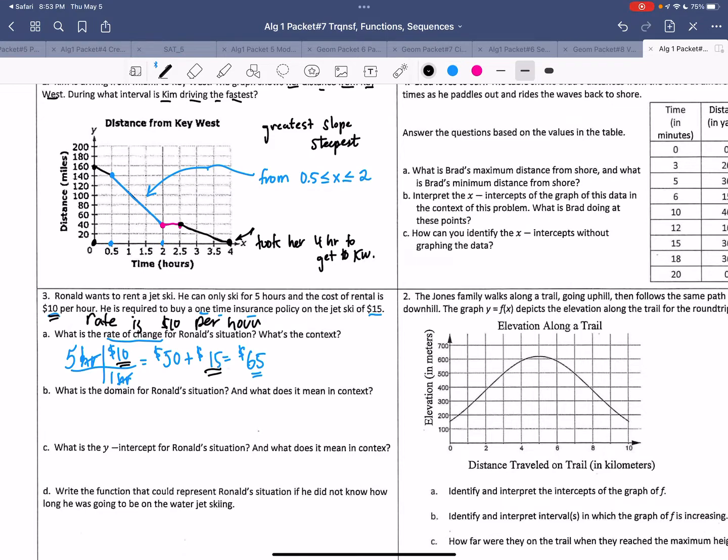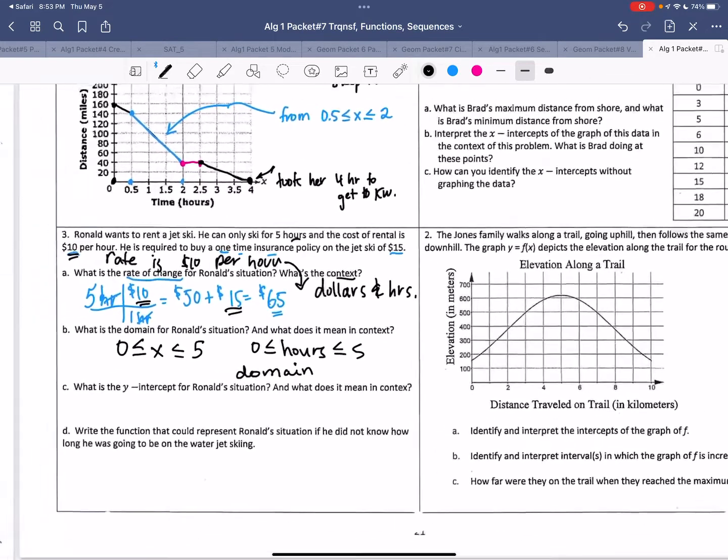That is the rate. What is the context? It's dollars and hours, okay? What is the domain? What can my x values be? That's how many hours, right? So x is hours. We can't rent it for negative hours, so hours would have to be between 0 and, at most, 5 hours. That is our domain, the numbers that describe the possible x values.